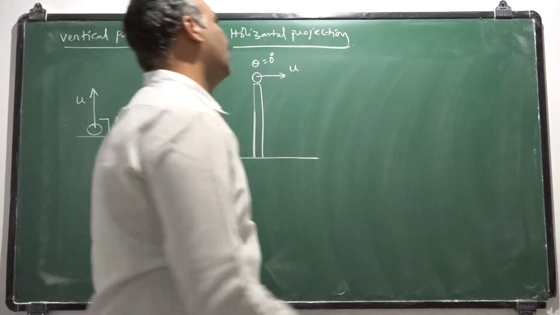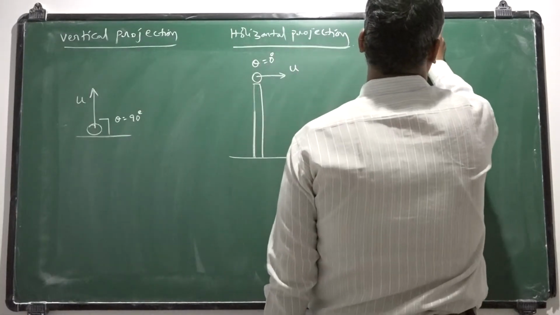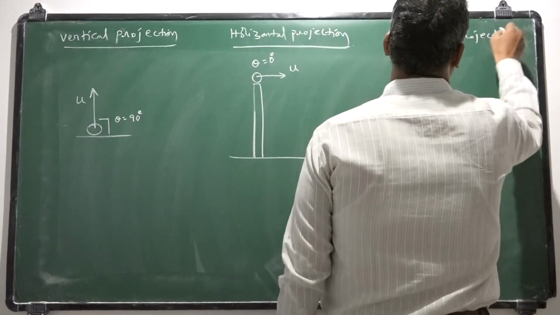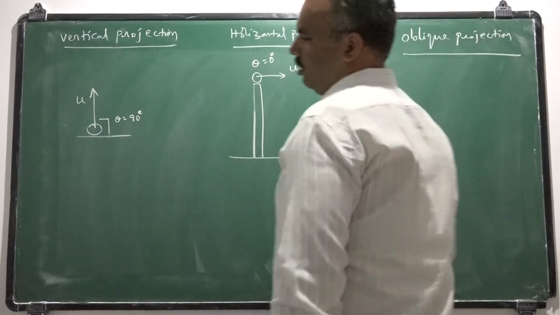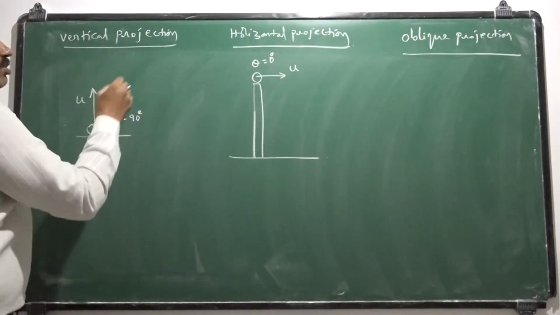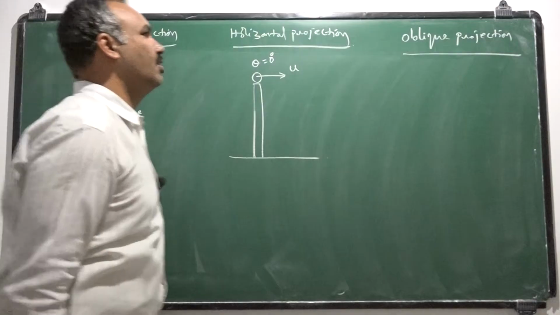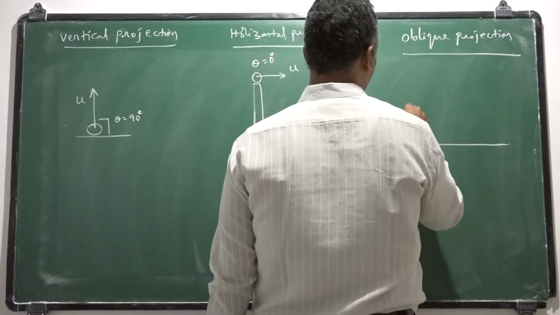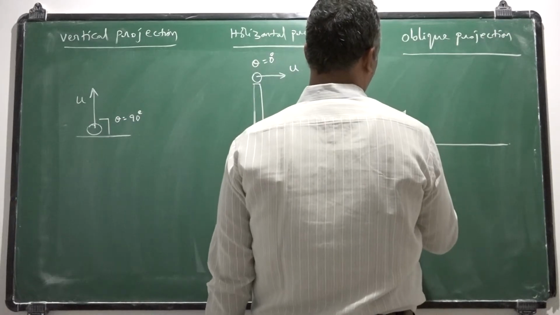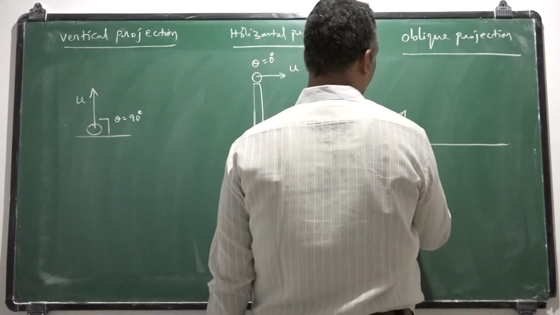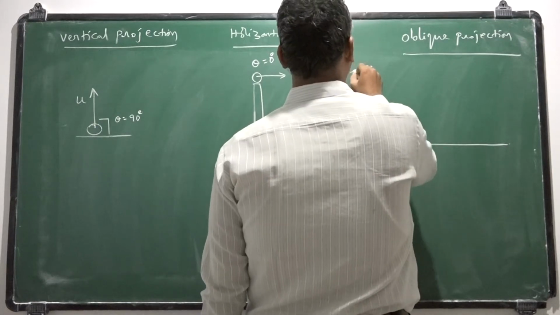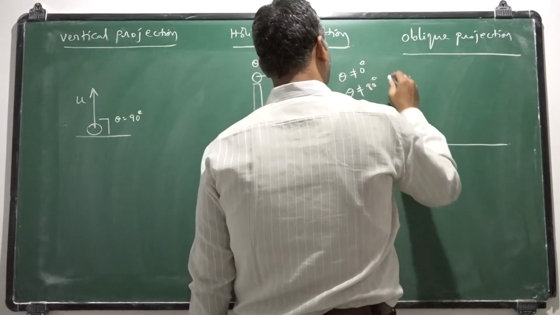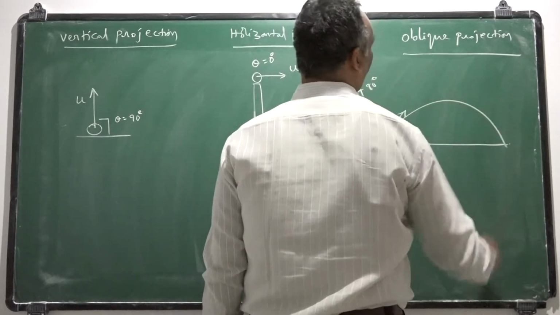The third one is oblique projection. Here the angle of projection is neither equal to 0 nor equal to 90. That means if an object is projected like this with certain velocity u at an angle theta, theta should not be equal to 0 and theta should not be equal to 90 degrees. Such projection is called oblique projection.